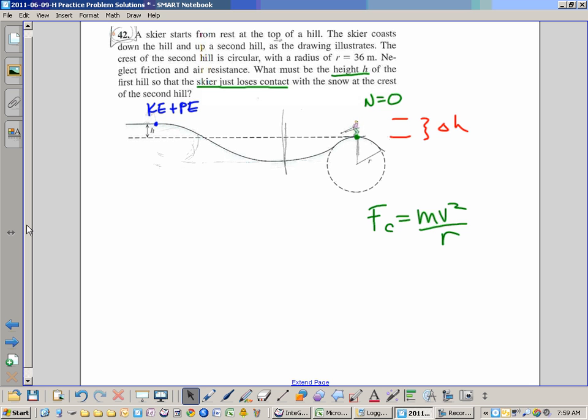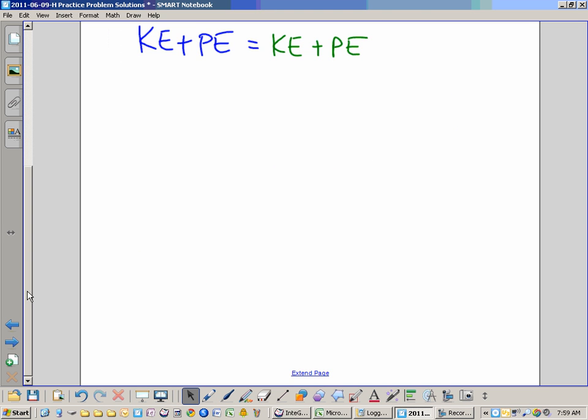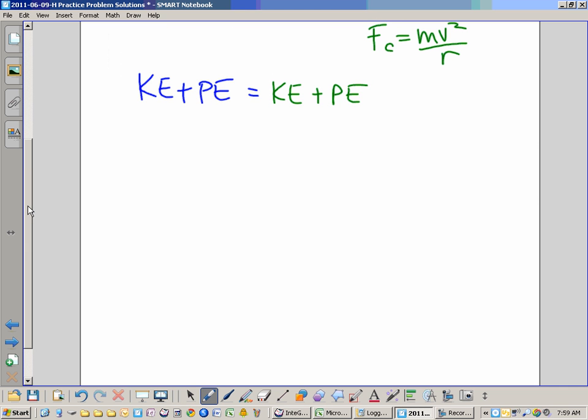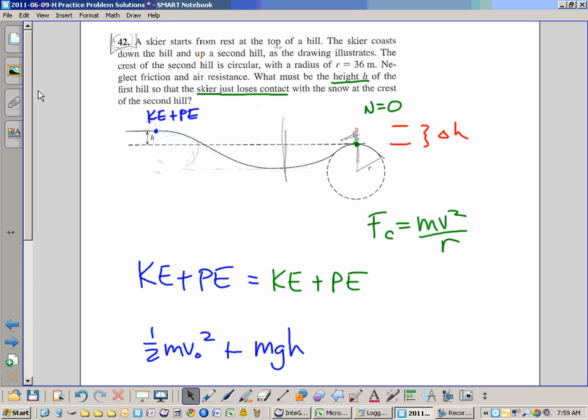What's his starting speed? Starts at rest. All right, so we have kinetic energy plus potential energy in blue to start with, which has to be equal to kinetic energy plus potential energy in green, when he's at the top of the circle, just barely maintaining contact or just losing contact. Doesn't matter, it's a threshold condition. All right? So now up at the top in blue, kinetic energy, 1/2 mv naught squared plus potential energy mgh. Now if we're saying that's h, then what are we saying about the dotted line?